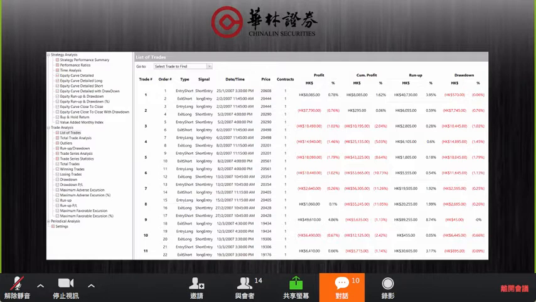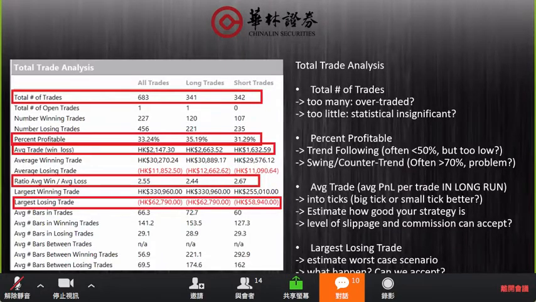And of course, you can see the profit, the accumulated profit, run up and the drawdown, all listed. All right, don't worry. The homework of this lecture would be something related to this list of trade. The next homework, right? Then the next part, total trade analysis.